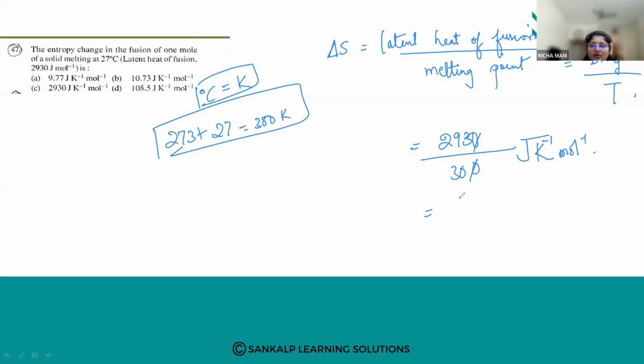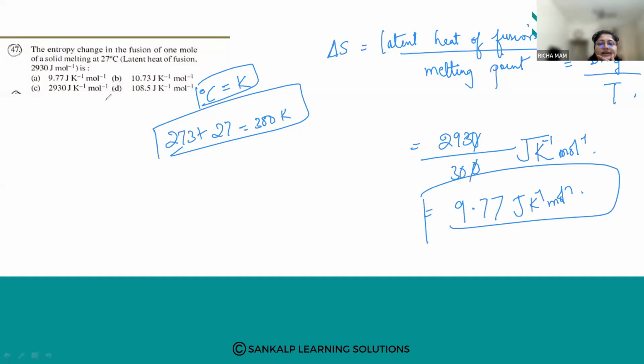2930 by 300. So the answer I am getting after solving is 9.77 joule per Kelvin per mole. Okay, so this is the answer, this is the entropy change, 9.77 joule per Kelvin per mole, when you are fusing 1 mole of a solid melting at 27 degrees. Latent heat of fusion and melting point are given, just substitute and get the answer. So option number A is the answer.